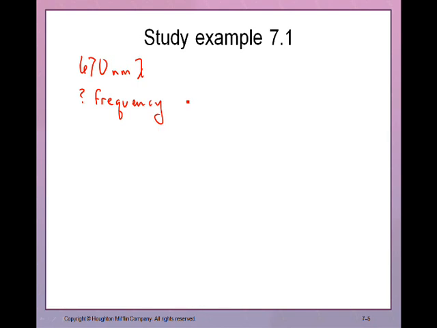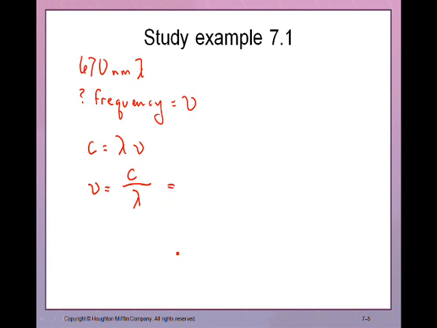Now remember, frequency is abbreviated with this funny Greek letter nu. So the relationship we're going to use is c equals lambda times nu. So if we rearrange that, we know that we can divide the speed of light by the wavelength, and we will get the frequency.